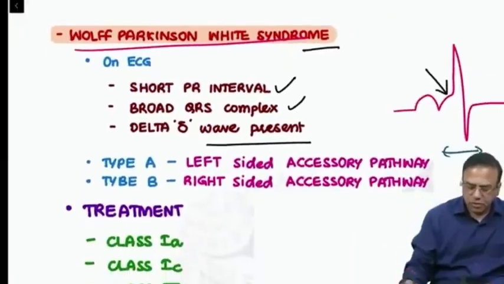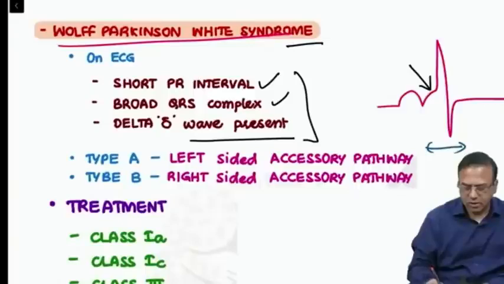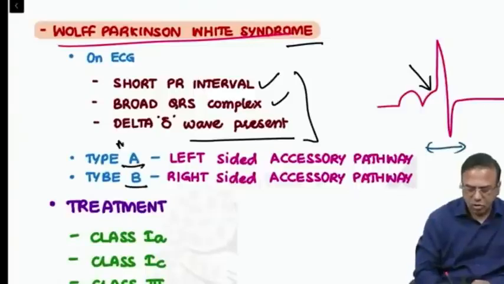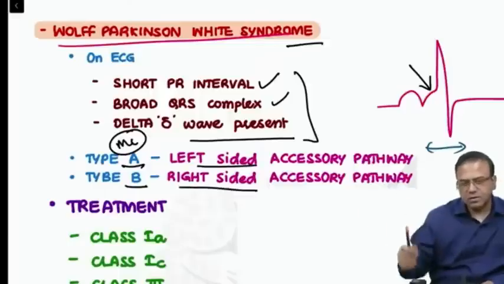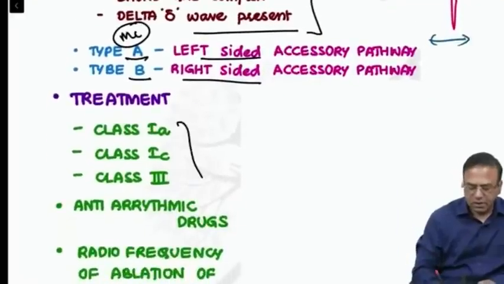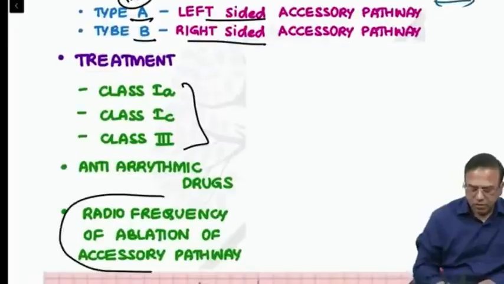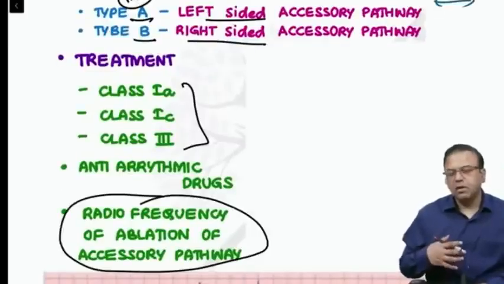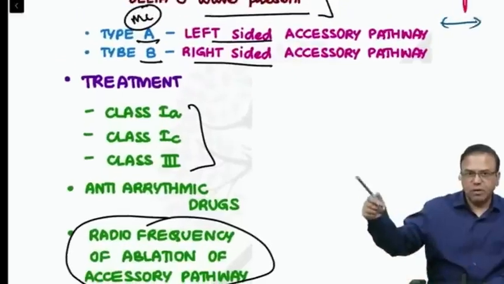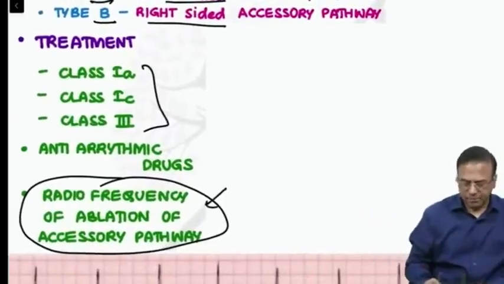So WPW syndrome, three things: short PR interval, broad QRS, delta wave should be there. Two types, type A, type B. The most common type is type A, which is present on the left side, accessory pathway. Between right atrium and right ventricle is rare, it is type B. Treatment is class 1A, class 1C, class 3 antiarrhythmics. And the treatment is radiofrequency ablation, especially if the patient had a dangerous arrhythmia on top of the WPW in one episode, then the patient should go for radiofrequency ablation.